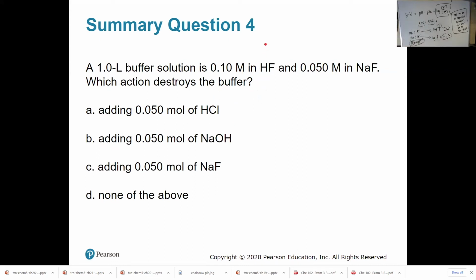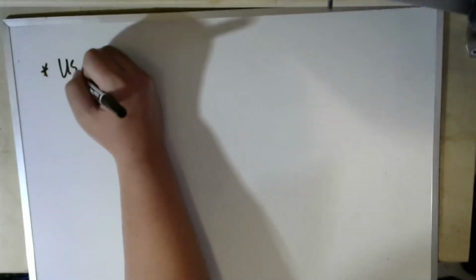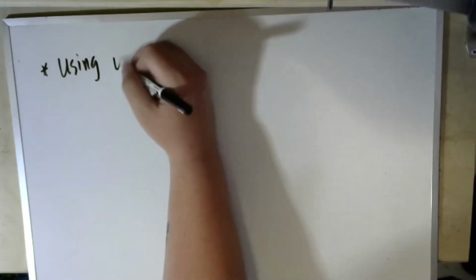This question says a 1 liter buffer solution is 0.1 molar in HF and 0.05 molar in NaF. Which action will destroy the buffer? Okay, so this requires a little bit of thinking. Which action destroys the buffer? You have to know what destroys a buffer before you can really answer this question. And the main act that will destroy your buffer is going to be using up all of one of the components.